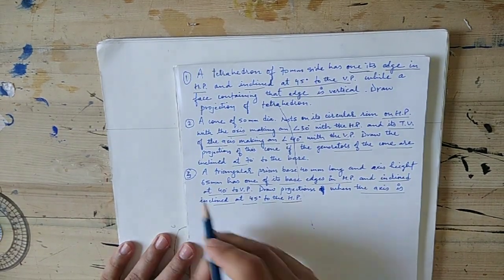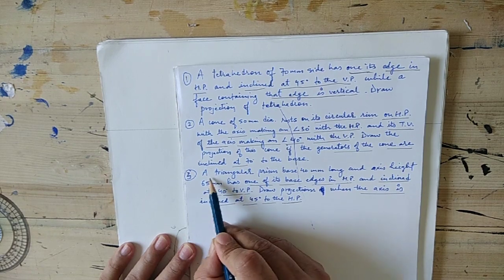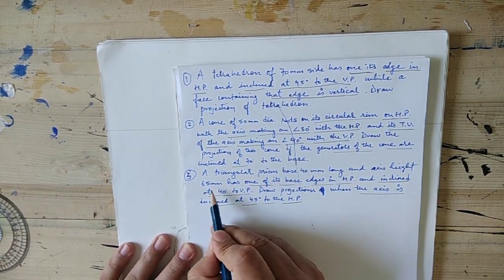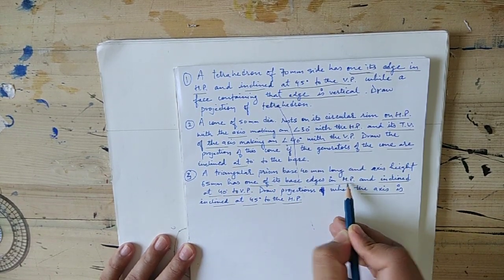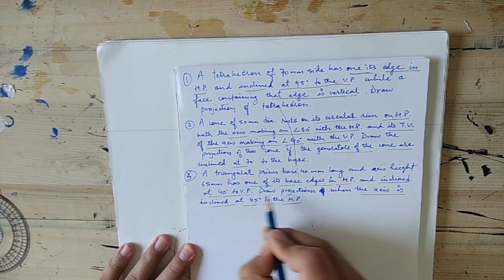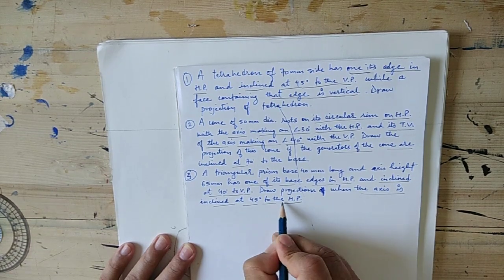Hello class, this is your question number 3 of the assignment on projection of solids. A triangular prism with a base of 40 mm and an axis height of 65 mm has one of its base edges in HP and inclined at 40 degrees to VP. Draw the projection when the axis is inclined at 45 degrees to the HP.